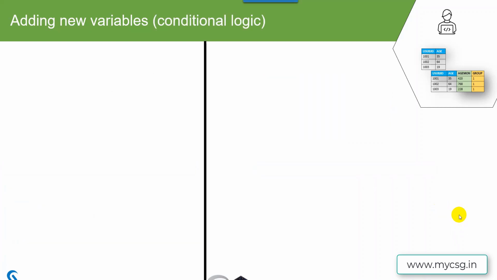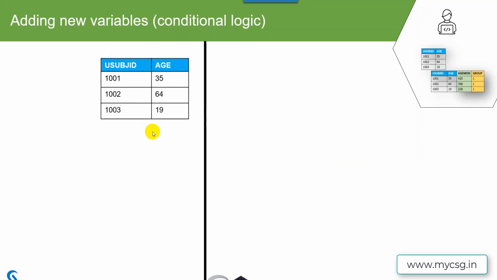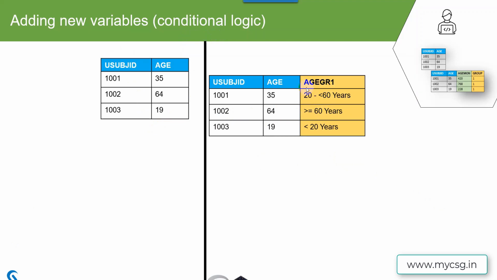So let us now see a slightly more complex example wherein we want to employ some conditional logic to create new variables. Here I want to create a variable called age group 1. If the value of age is between 20 and less than 60 years, I want that to be labeled as 20 to less than 60 years. Else if the age is greater than or equal to 60 years, I want the label of greater than or equal to 60 years. Otherwise, if age is less than 20, I want to assign the label of less than 20 years.